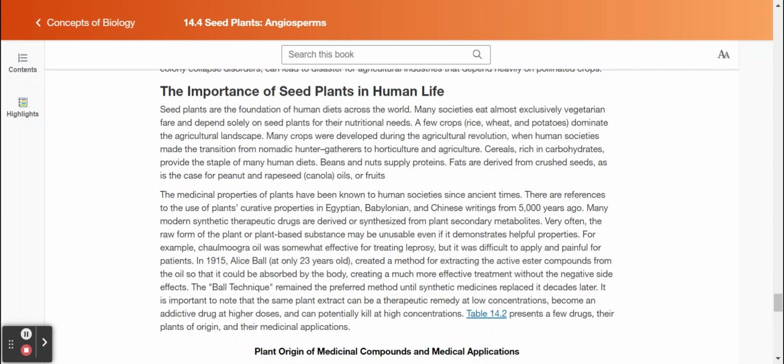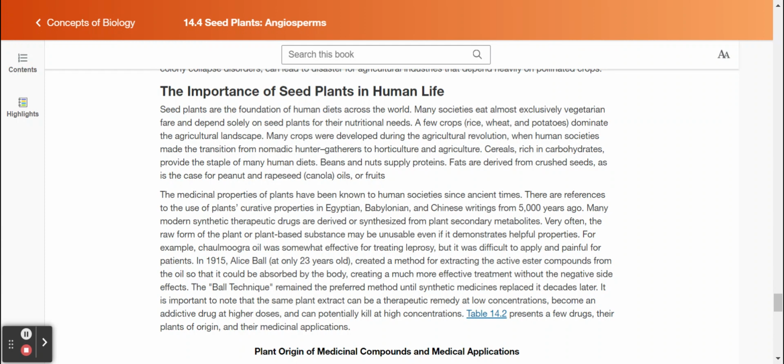The importance of seed plants in human life. Seed plants are the foundation of human diets across the world. Many societies eat almost exclusively vegetarian fare and depend solely on seed plants for their nutritional needs. A few crops, rice, wheat, and potatoes, dominate the agricultural landscape.